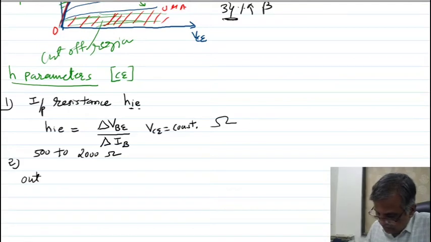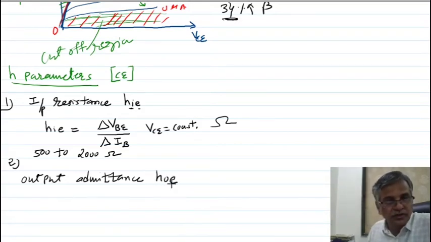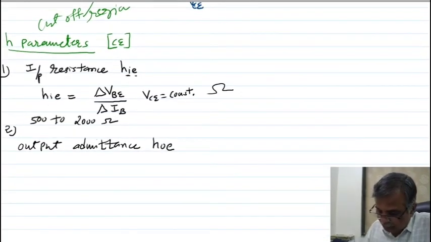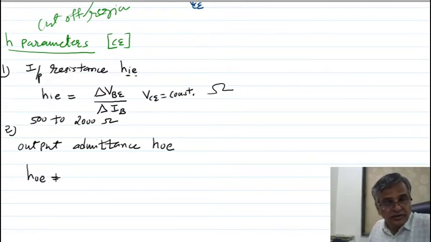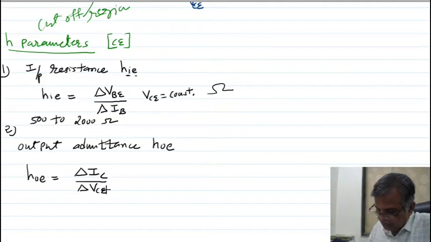Second, output admittance. They write it as HOE. O for output, E for common emitter. The output admittance of common emitter is the ratio of change in collector current to the corresponding change in collector emitter voltage at a constant value of the input current. This is called output admittance.